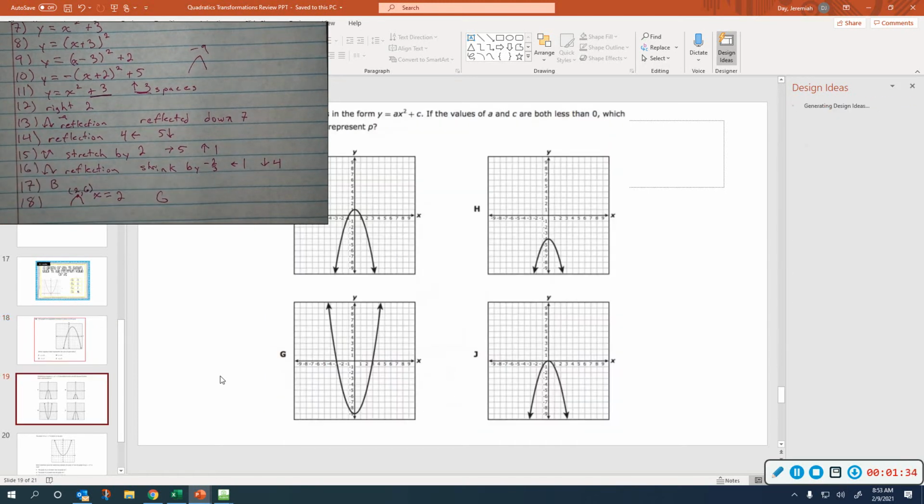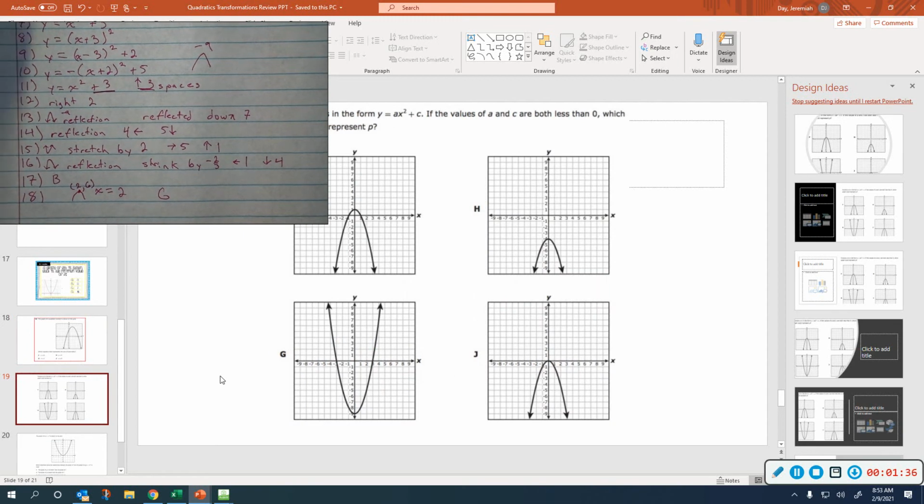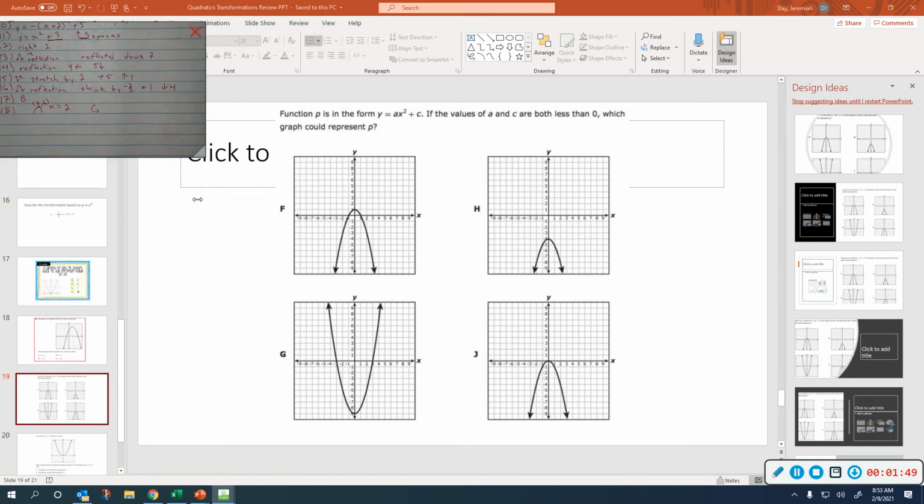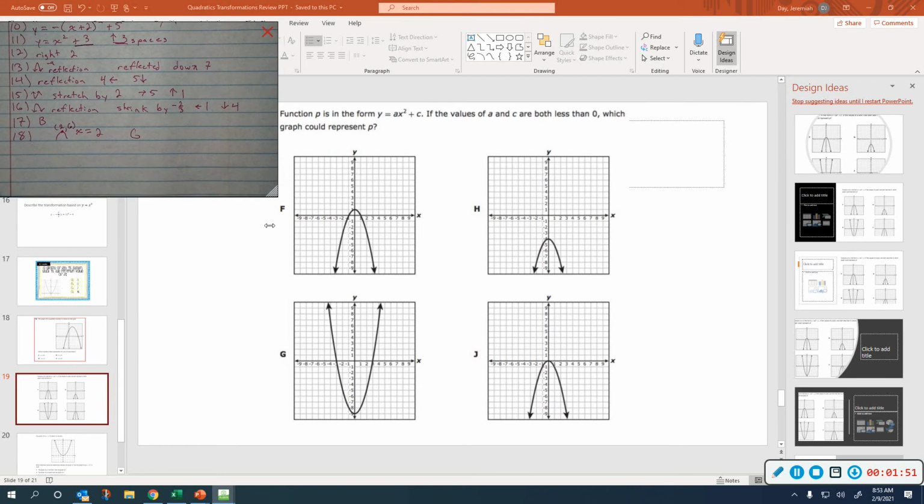Let's try 19. It says the equation is in the form of y equals ax squared plus c. If a and c values are both less than 0, what could represent the value of p? So, function p is in that form. So we're looking at what the function could be if both the a and the c are less than 0. Well, less than 0 would mean they're negative, right? So which one shows both an a value negative and a c value negative? Think about it, put your answer, and then we'll see how we did.